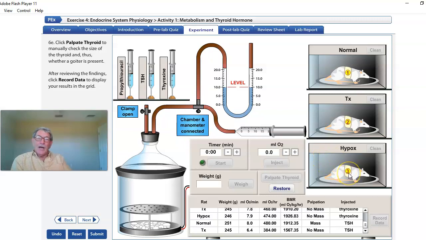What about this guy? He doesn't have a pituitary. But he does have a thyroid gland. It's probably not working much because he doesn't have a pituitary to cause TSH production.